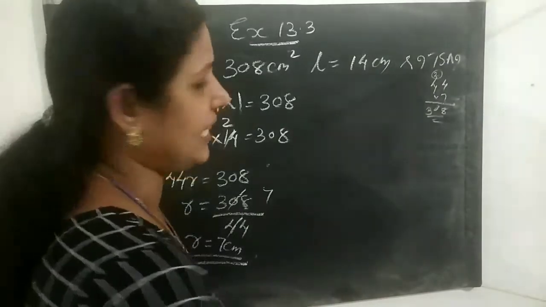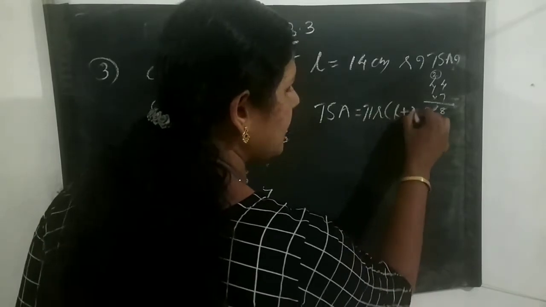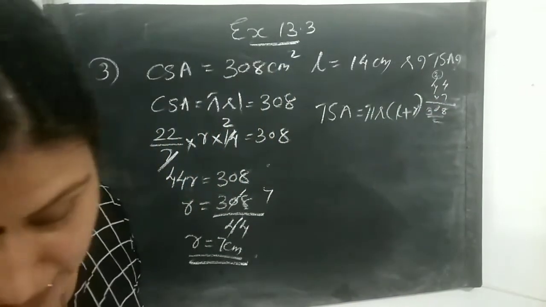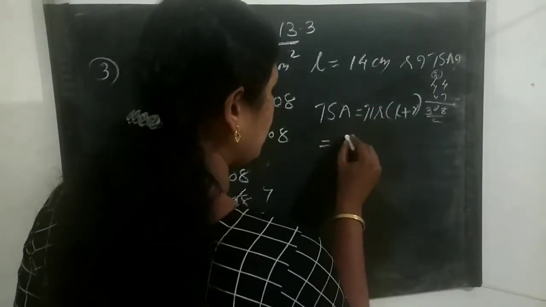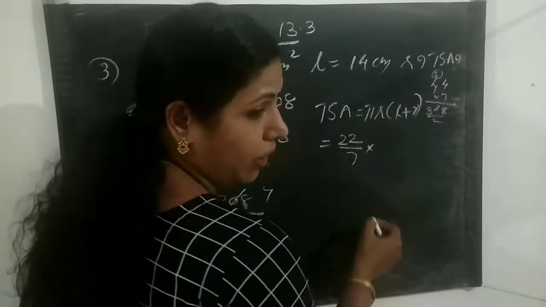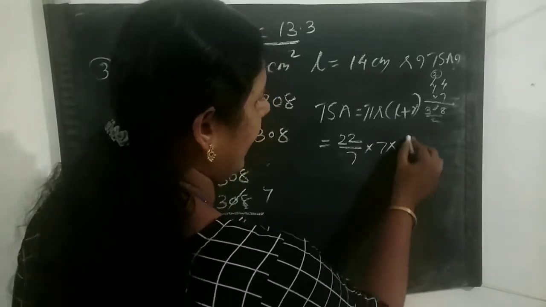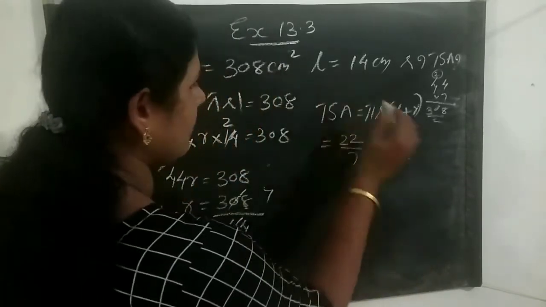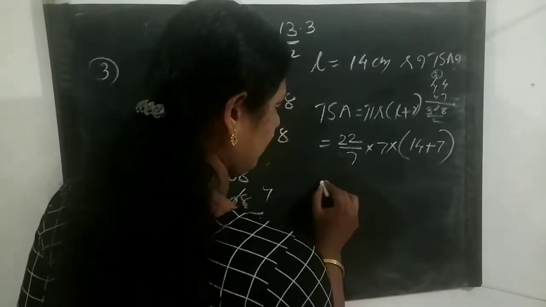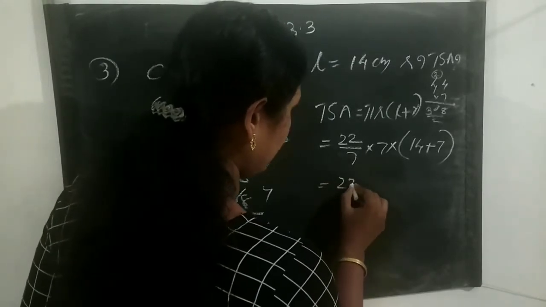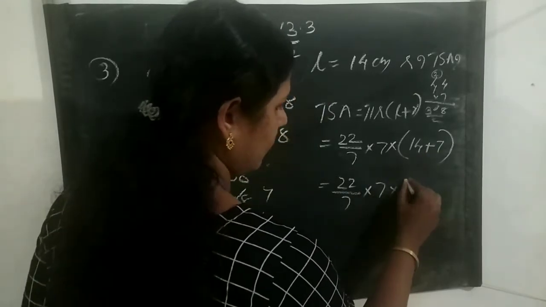Then next we need TSA. TSA is what? TSA is equal to pi R into L plus R. That is pi equal to 22 by 7 into R, which is 7, into L plus R. That is L, which is 14, plus R equal to 7. Okay, that is 22 by 7 into 7 into 21.